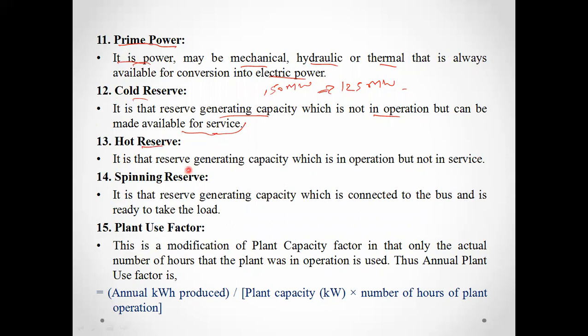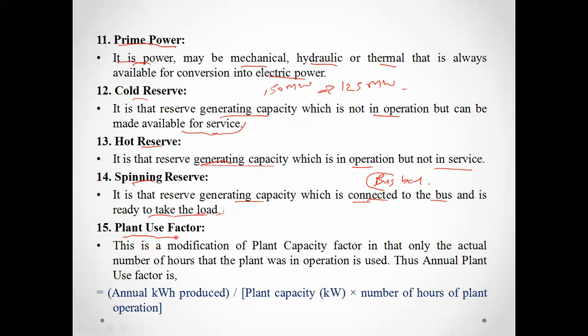Next is the hot reserve. It is the reserve generation capacity which is in operation but not in service. Then there is the spinning reserve. This is the reserve generating capacity which is connected to the bus and is ready to take the load. We know that electricity is generated using bus bars. So spinning reserve means the generating capacity connected to the bus and ready to take the load.